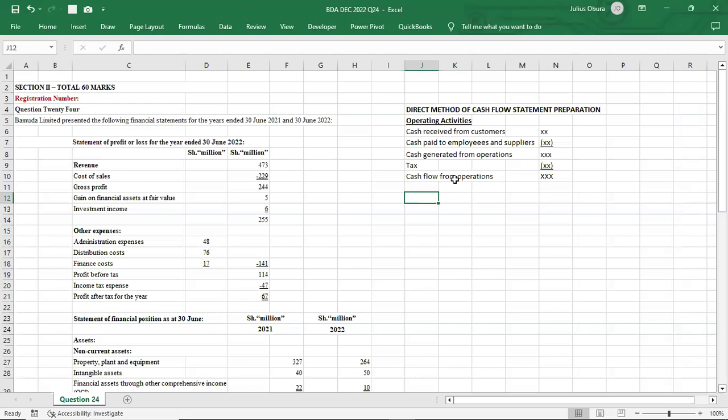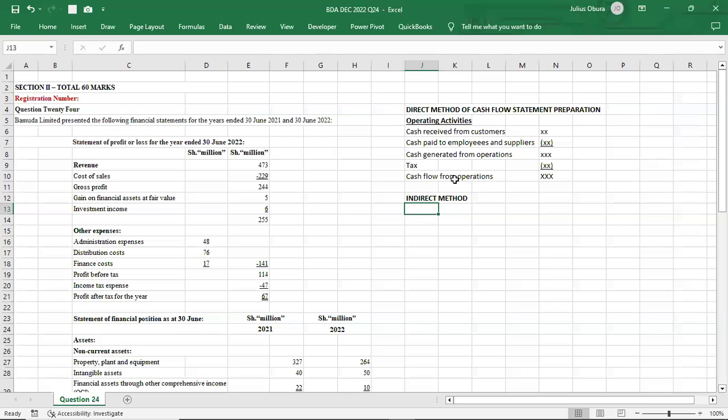So the other ones remain constant, and of course, that is what we are going to look at now when we get to the indirect method. In the indirect method, just like I said, we are going to have our three sections. We'll have our profit before tax, and then we make adjustments for cash from operations, cash from investing, and cash from financing. What is contained in each of these three parts?